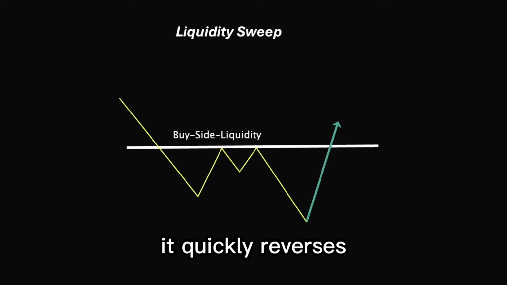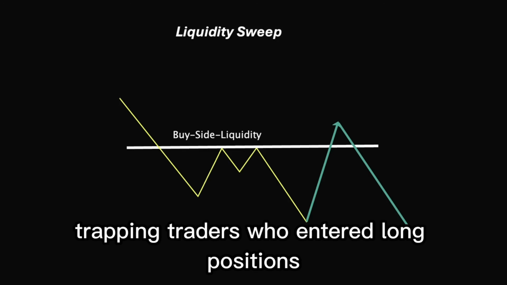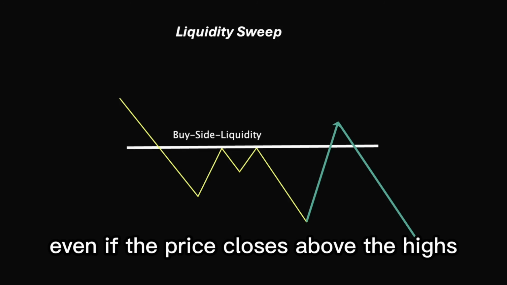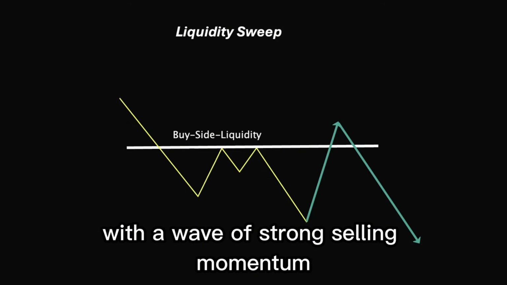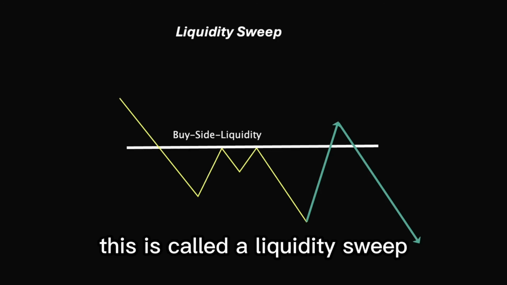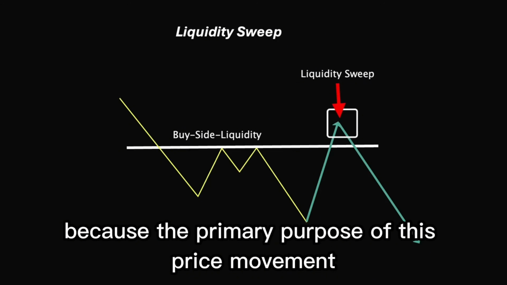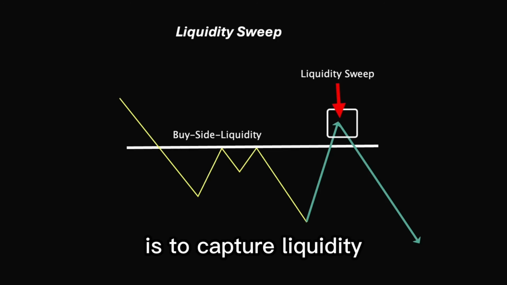Now, let's look at the liquidity run. A liquidity run is when the price moves in the direction of the prevailing trend, targets liquidity, and keeps going without reversing. For example, in a bullish market, the price might target a previous high, sweep the buy-side liquidity, sit above it, and continue rising to make a new high.